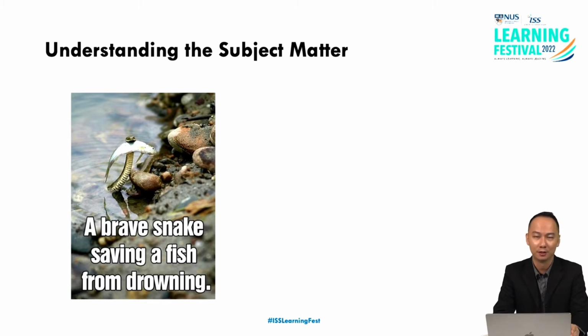Moving on further, in addition to autistic savant, there's also an issue of using artificial intelligence in healthcare, particularly subject matter. So the example I have on screen is a picture where a snake is biting a fish, and the caption says that a brave snake is saving a fish from drowning.